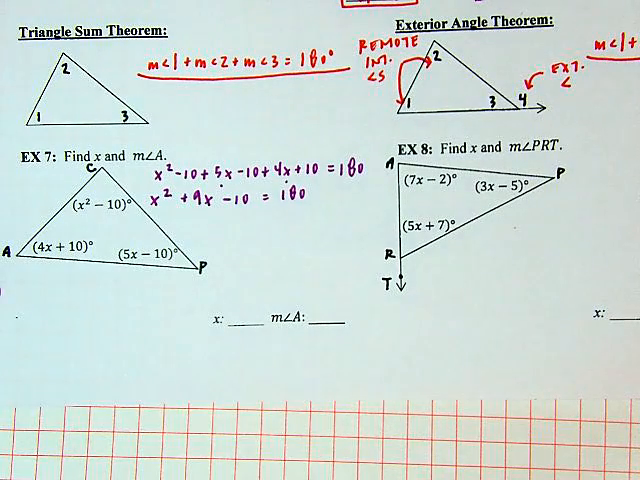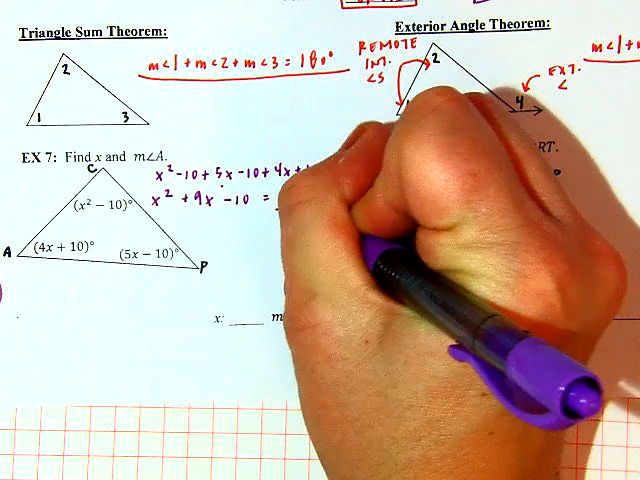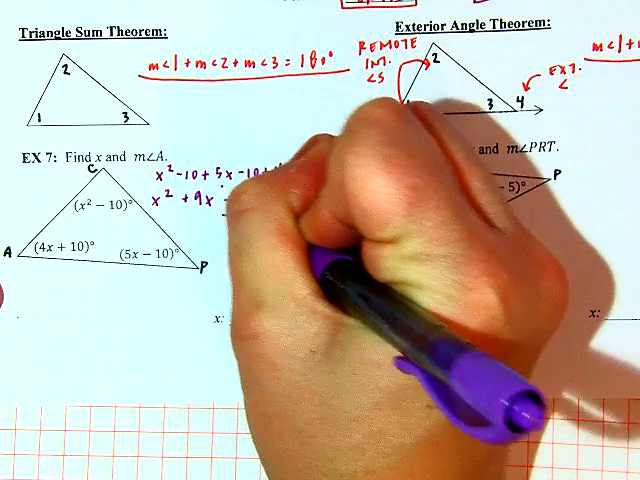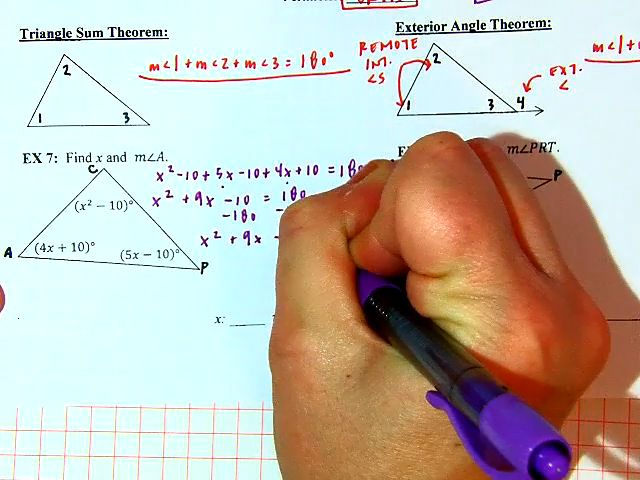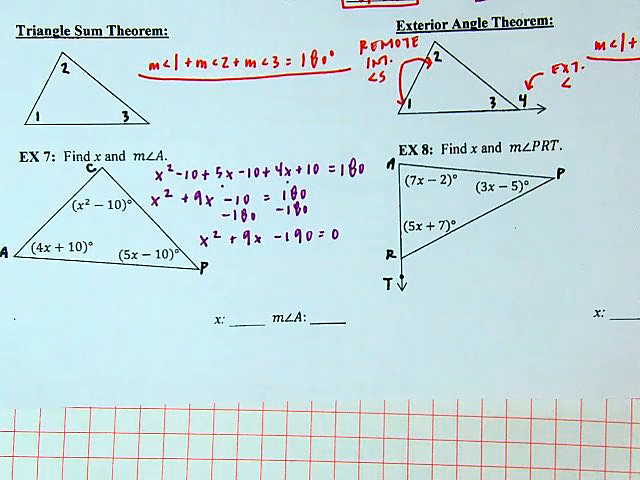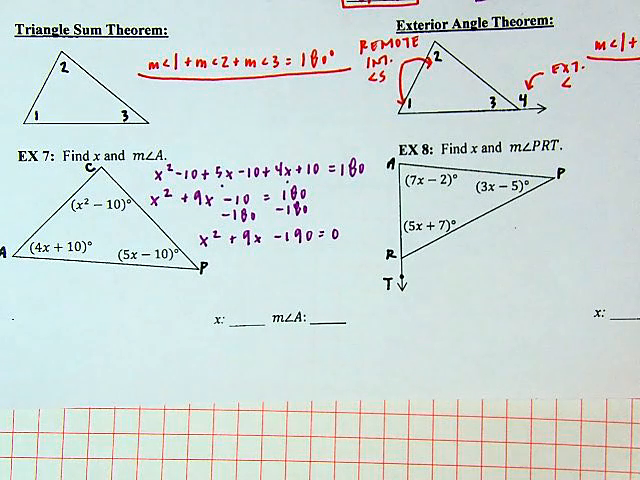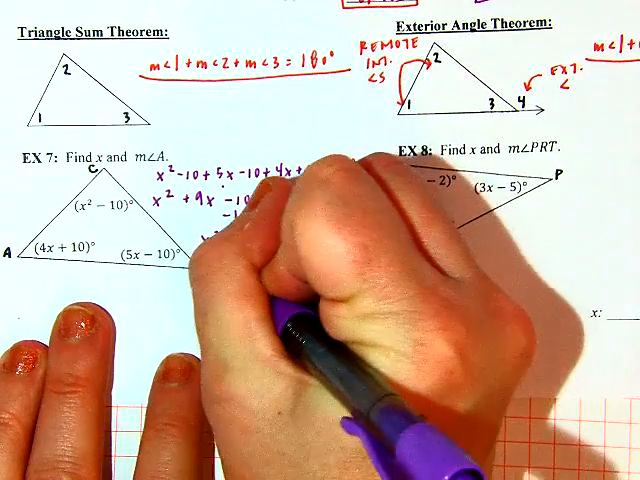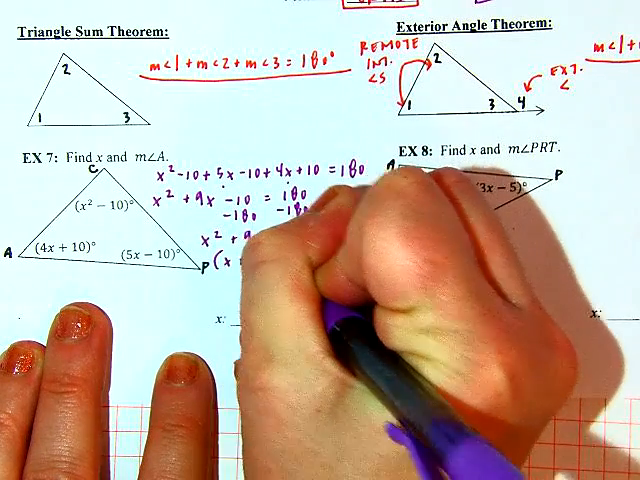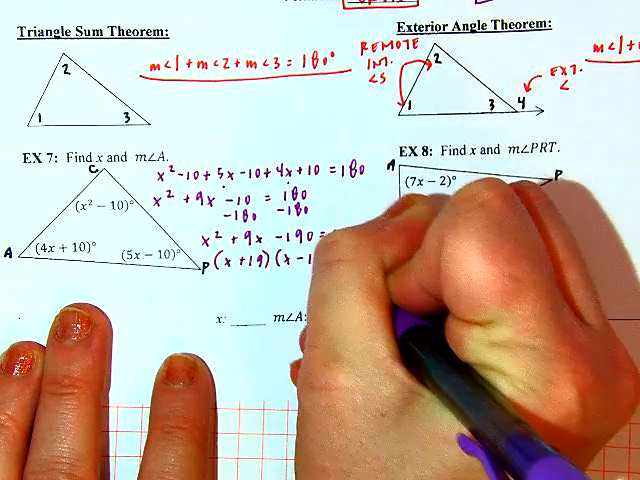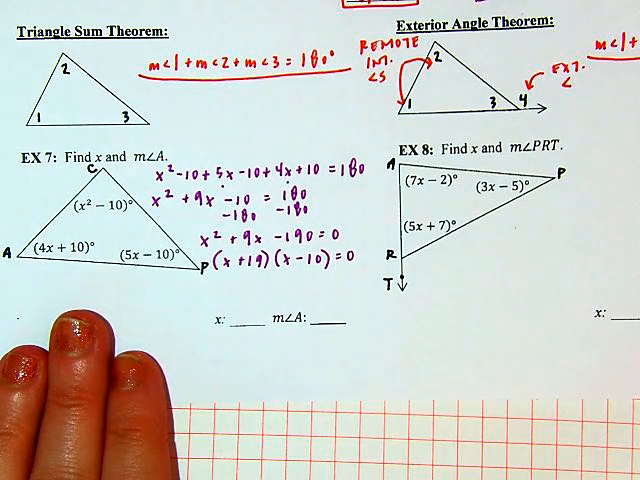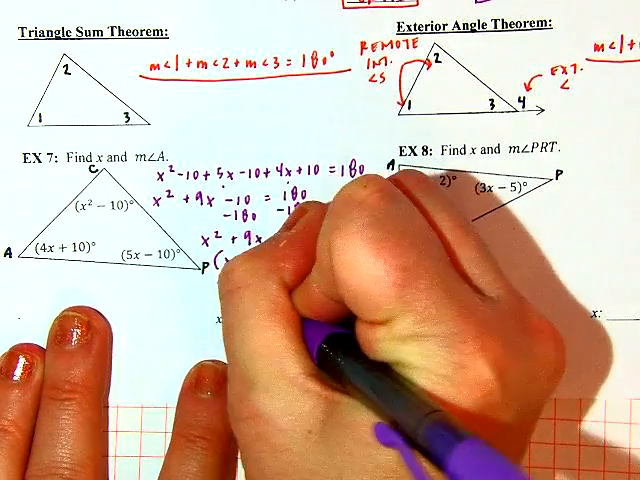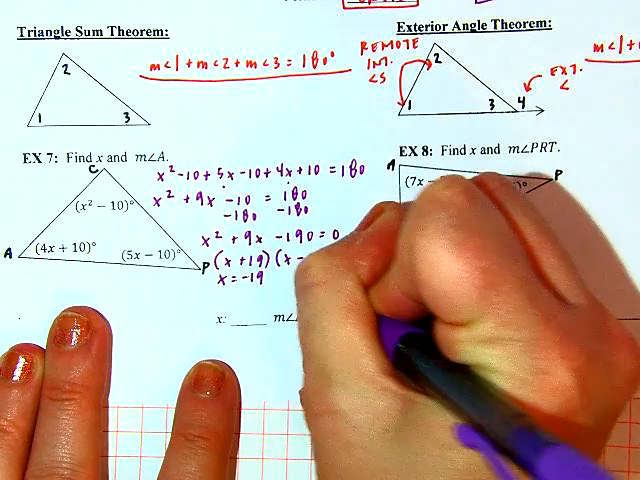I can't factor till it's equal to 0. So I have to subtract the 180 from both sides. So x squared plus 9x minus 190, all equal to 0. So I'm looking for 2 numbers that multiply to a negative 190, but add to positive 9. So I should come up with 19 and negative 10. So here are my 2 factors. And when I set those factors equal to 0, I get 2 solutions. I get negative 19 and positive 10.